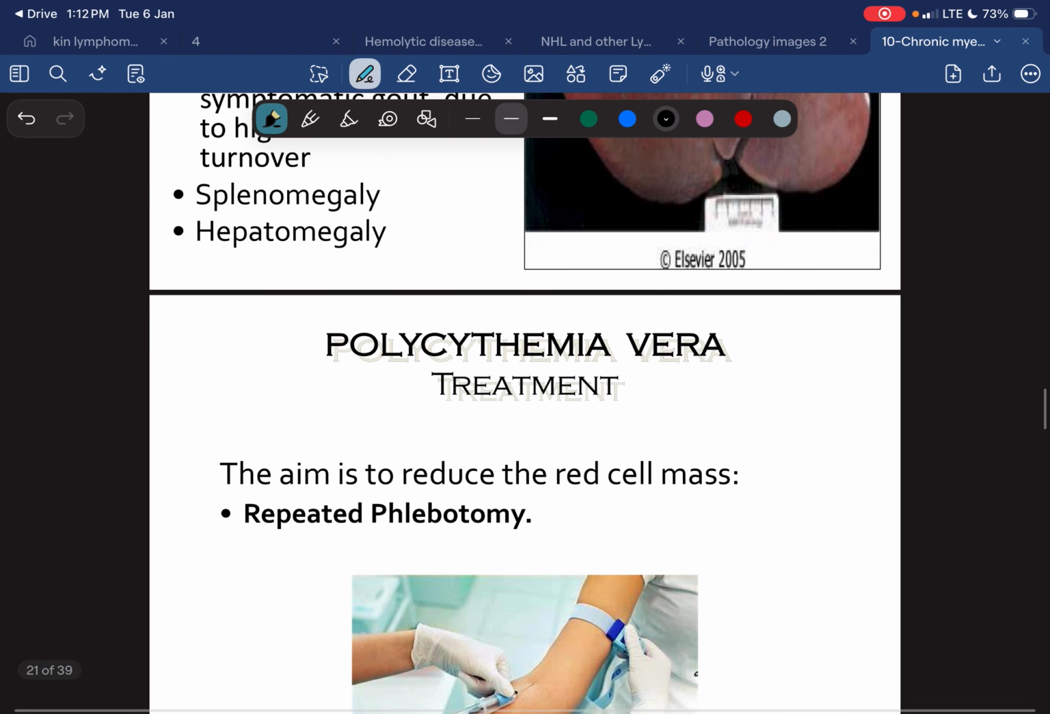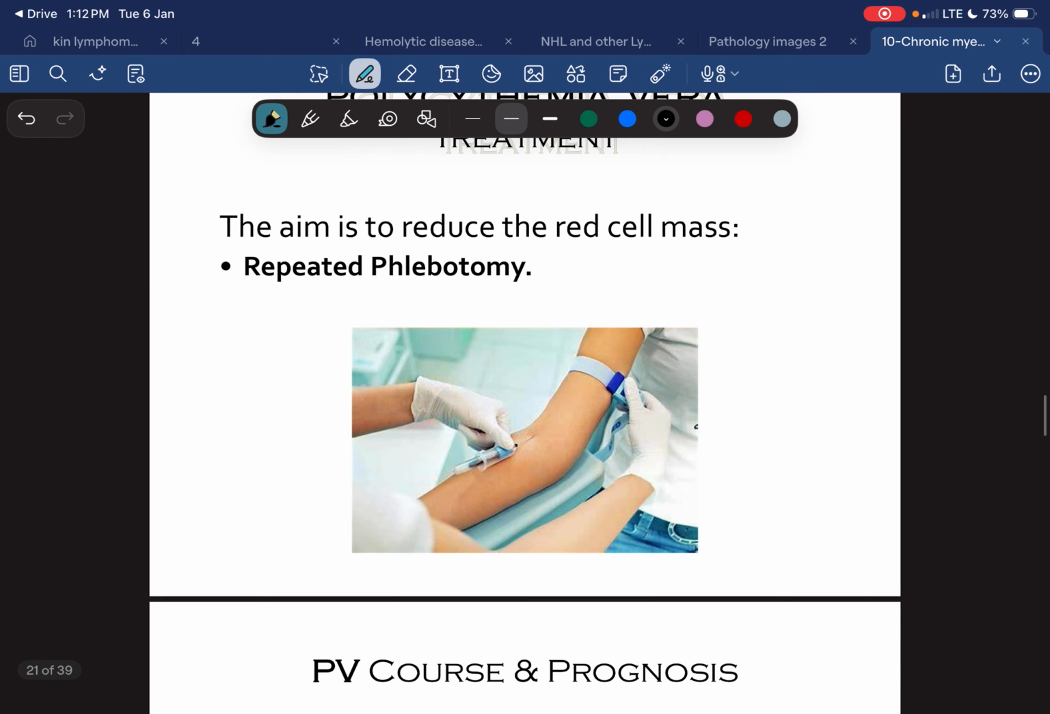Treatment for symptoms is repeated phlebotomy, which means drawing blood. It can relieve the symptoms and decrease the blood volume.